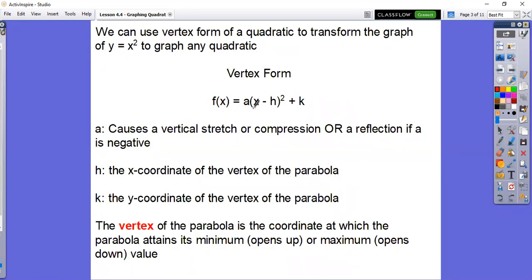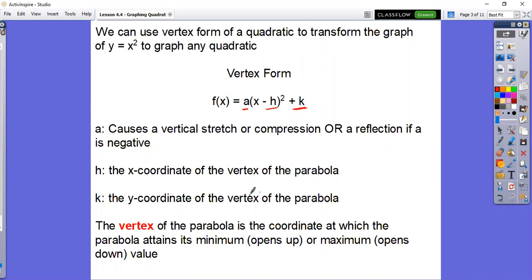So vertex form is a form of a quadratic, and we saw this back in our first or second lesson. But the reason this form is helpful is when I have a quadratic written like this, the value h can give me the x coordinate of the vertex. This value k can give me the y coordinate. And then this value a can cause a vertical stretch or compression, or if a is negative, it would cause a reflection. So when we talked about parabolas previously, we noted that parabolas either open up or down. If a is positive, then the parabola will open up. If a is negative, then it'll open down. And then we can use h and k to figure out where the vertex is at, and then draw ourselves a rough sketch of the parabola.